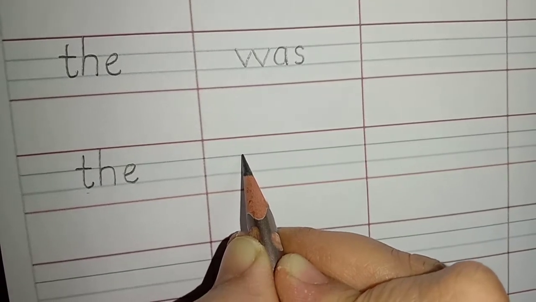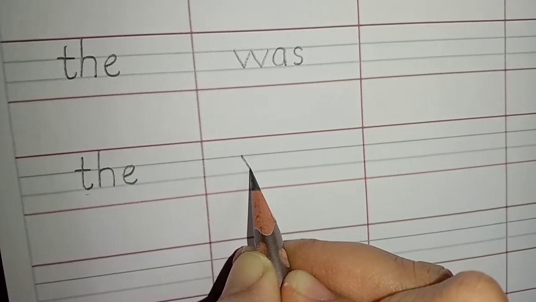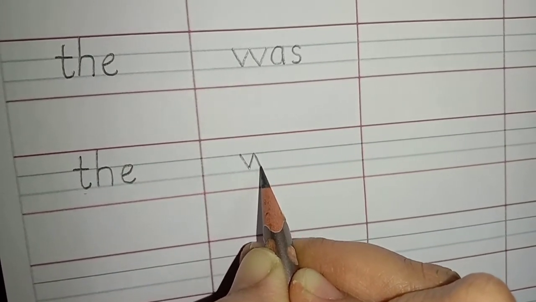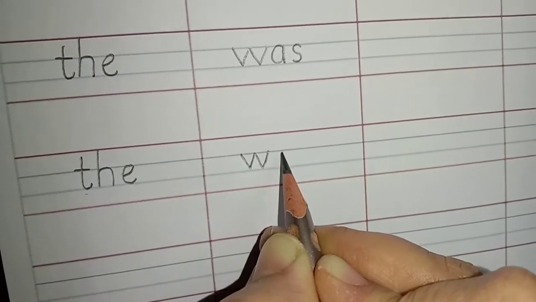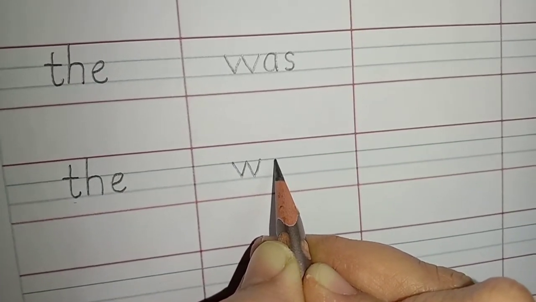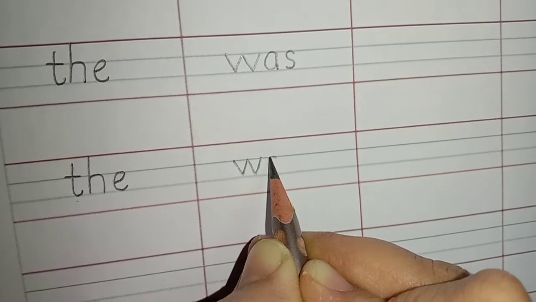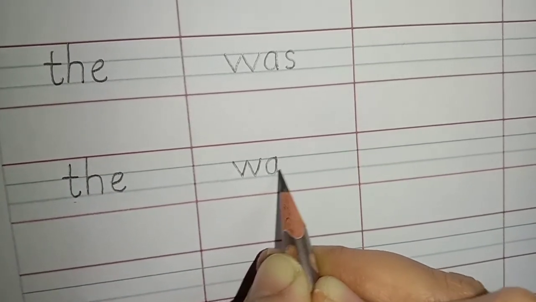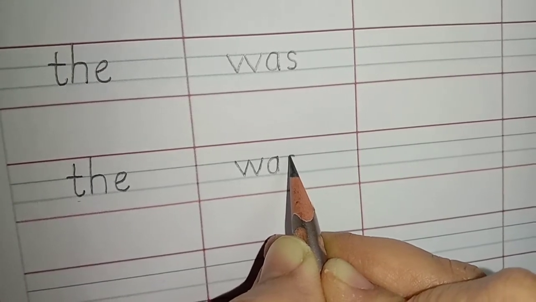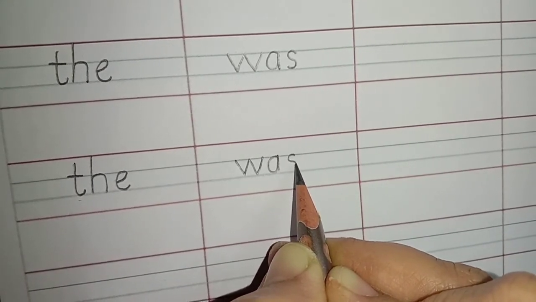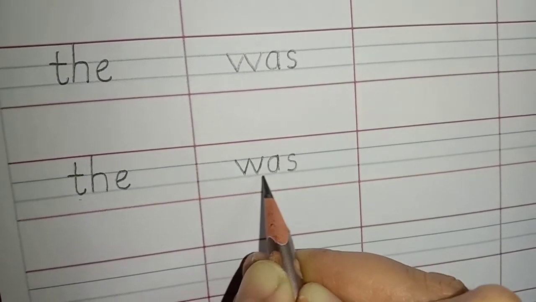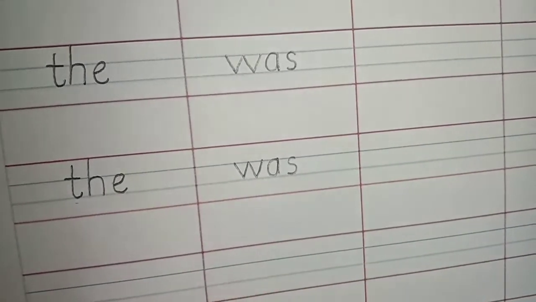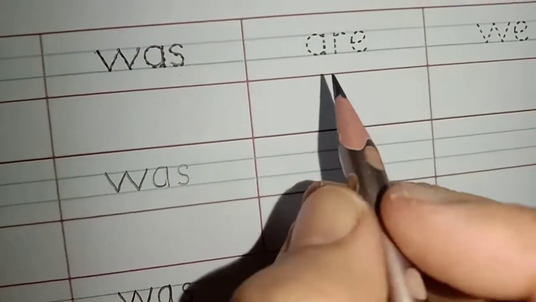Again we will write. For alphabet W, slant down, slant up, slant down, slant up. For alphabet A, make a C curve, then go up, come down, standing. For alphabet S, make a small C curve, then reverse C curve. W-A-S, was.